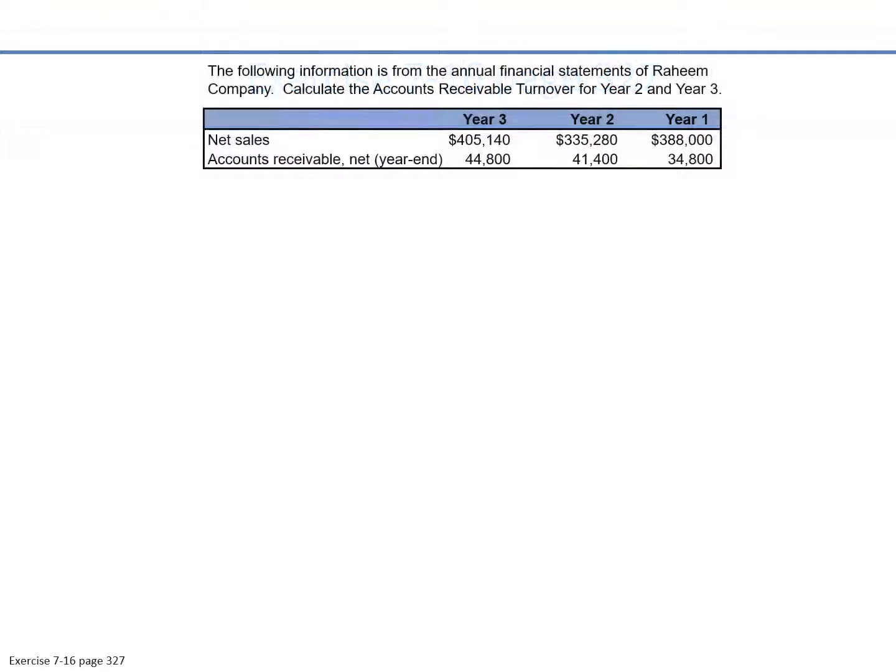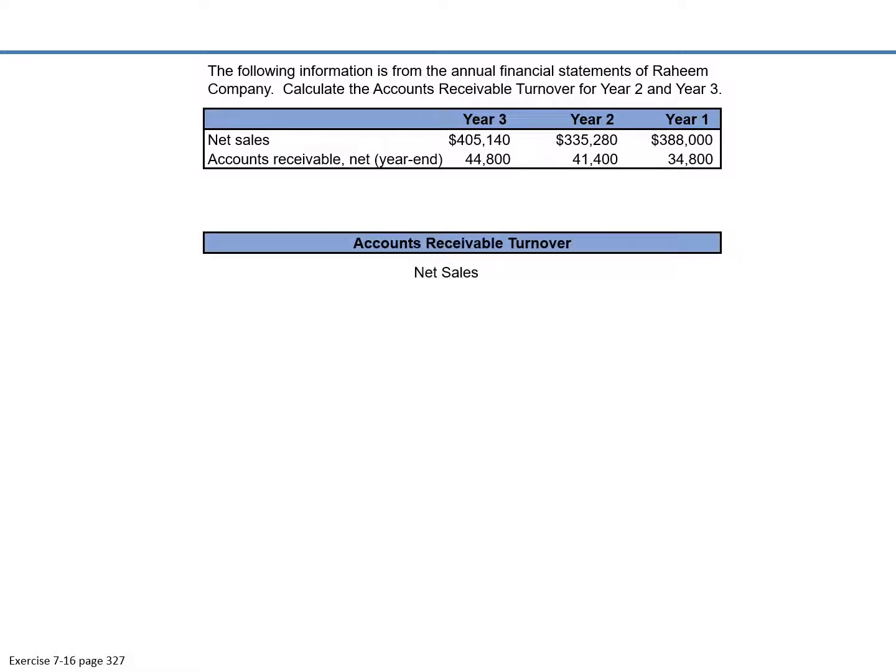All right, exercise 7-16. So the following information is from the annual financial statements of Rahim Company. Calculate the receivable turnover for year 2 and year 3. So accounts receivable turnover is net sales divided by average accounts receivable.